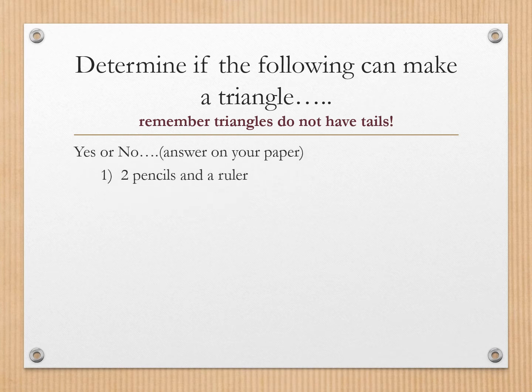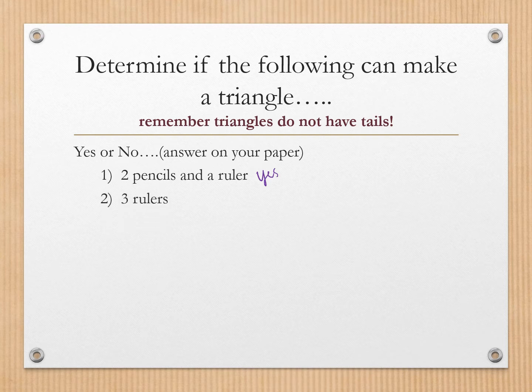So the first one, we have 2 pencils and a ruler. Now, if you think of that, that means 2 pencils go on the end of my ruler, and would they be able to touch? I believe that they would. Okay, so I'm going to put a yes. This would be that isosceles triangle that we would talk about, where 2 of the sides are exactly the same. So that one's going to be a yes.